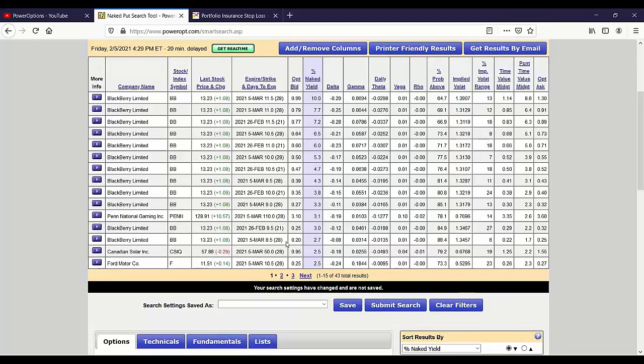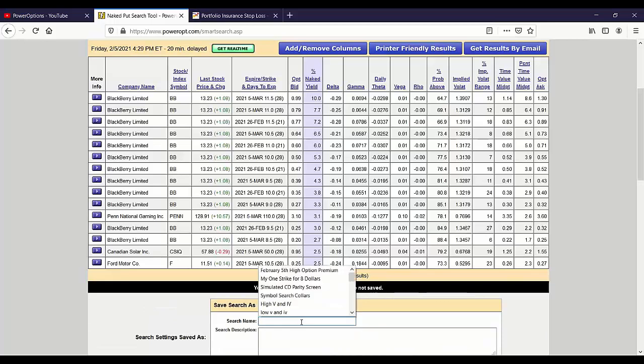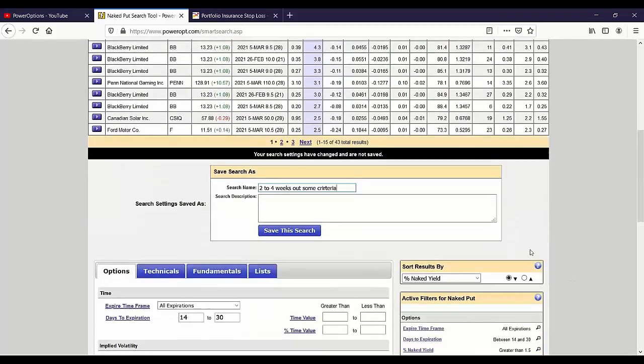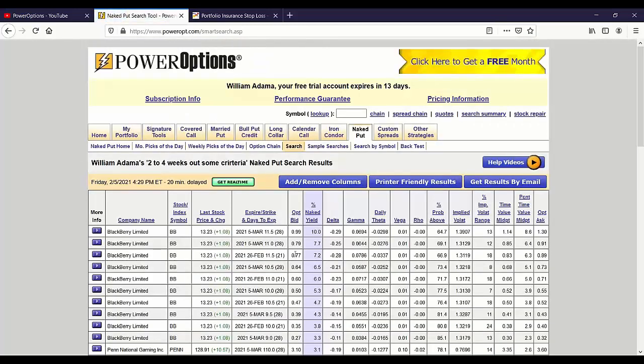But here's what I want to do. William, we're going to save this search, and we're going to call it "2 to 4 weeks out, some criteria." Okay? And the reason why I'm going to do this real quick is just to illustrate another aspect before we get directly to William's question on how Power Options can help you manage it.